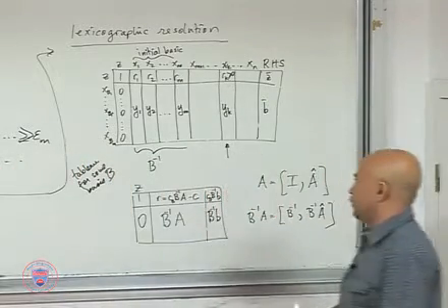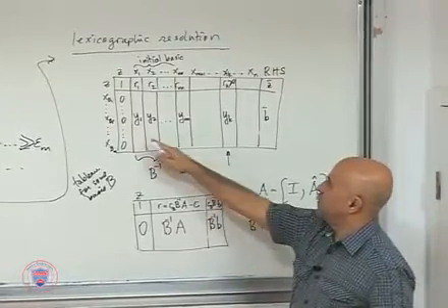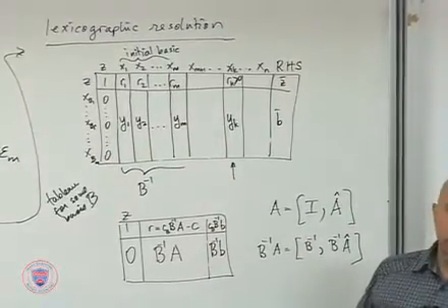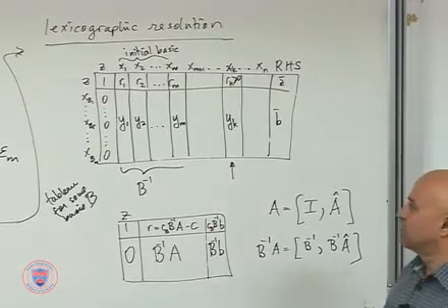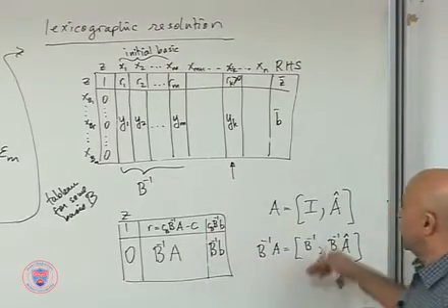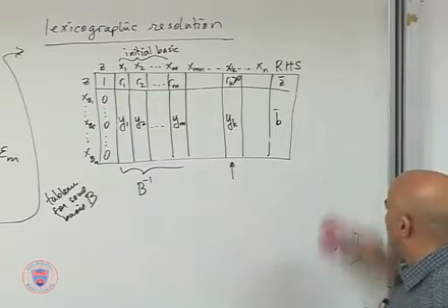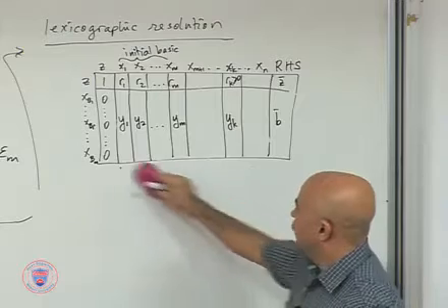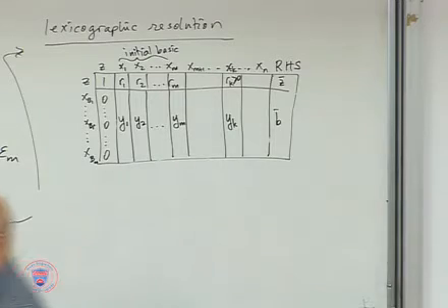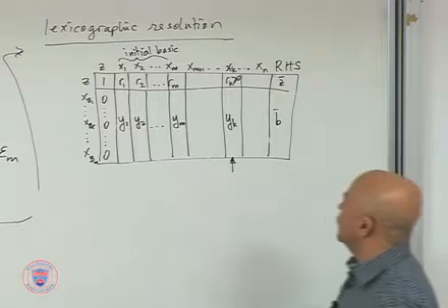Now what do we do with these columns? I separated out these columns because we're going to use those columns for tie breaking. Okay? So I'm going to erase this stuff. This was just side information for you. Let me erase that. This is my entering column.